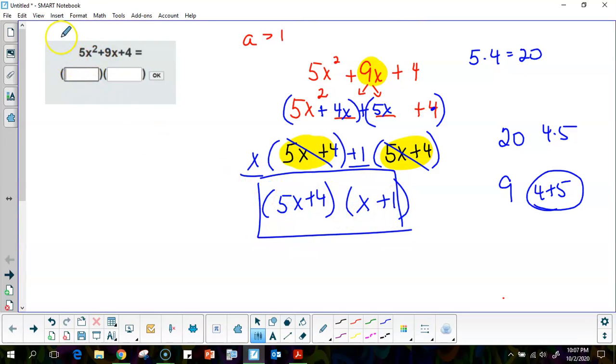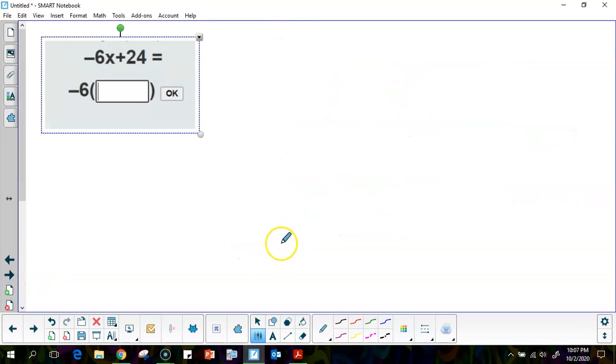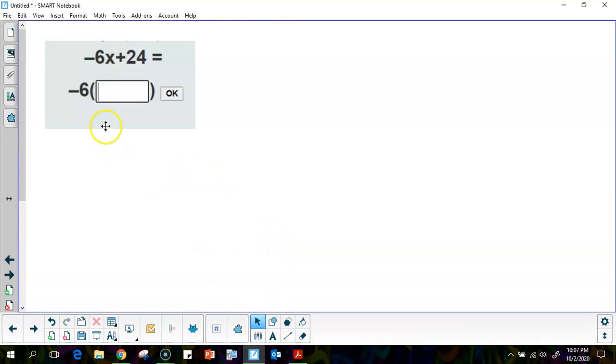So what you're going to do is put 5x plus 4 here, and then x plus 1, and click OK. All right, the next one is just a distributive property problem, and it's actually already partially done for you. They already pulled out the -6, and so then what you would do is divide each of these by the -6, and that's what's in parentheses. Again, opposite of distributive property. So -6x divided by -6 is x, and 24 divided by -6 is -4.